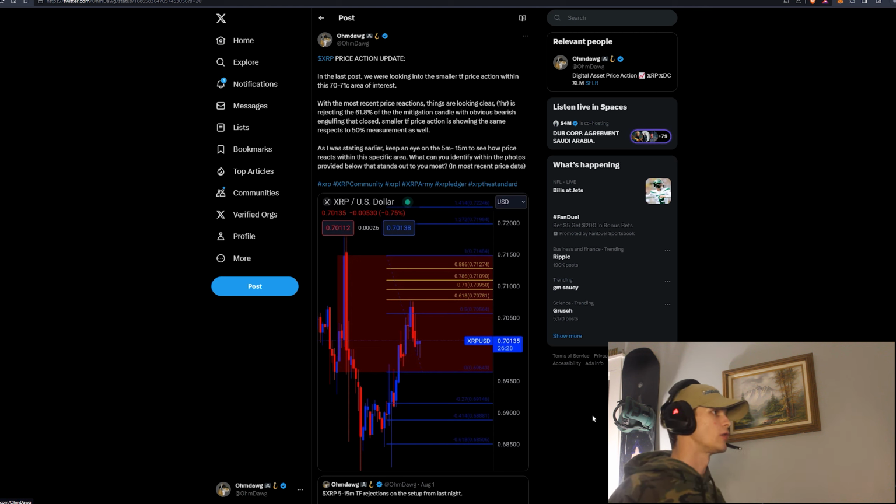In the last post, we were looking into the smaller time frame price action within this 70 to 71 cent area of interest. With the most recent price rejections, things are looking clear. The 1 hour is rejecting the 618 of the mitigation candle with obvious bearish engulfing that closed. Smaller time frame price action is showing the same respects of a 50% measurement as well. As I was stating earlier, keep an eye on that 5 to 15 minute and see how price reacts within the specific area. What can you identify within the photos provided below that stands out to you the most?